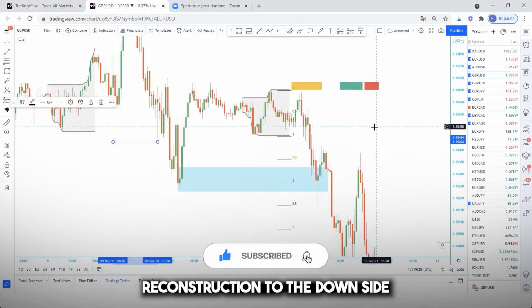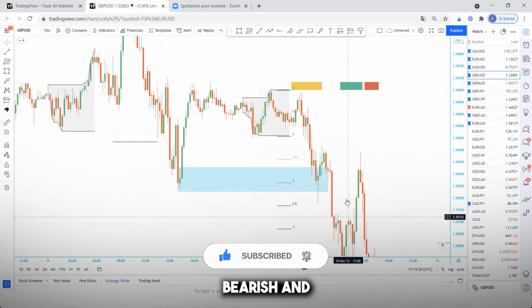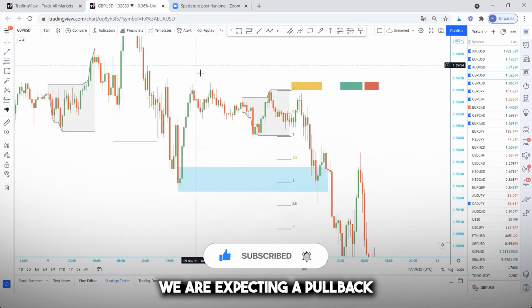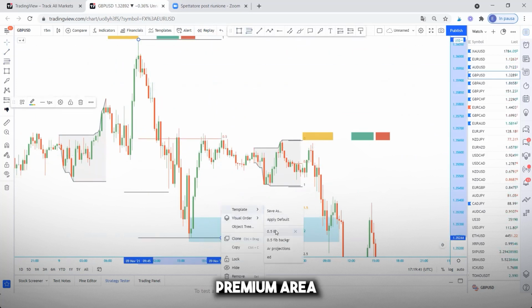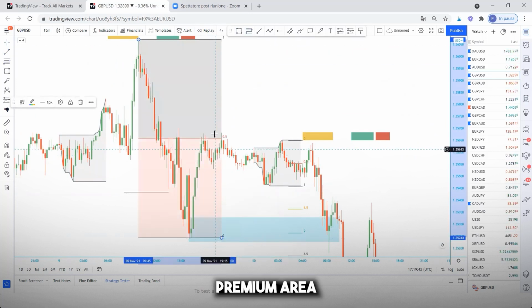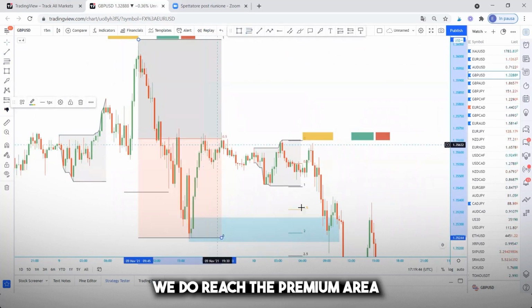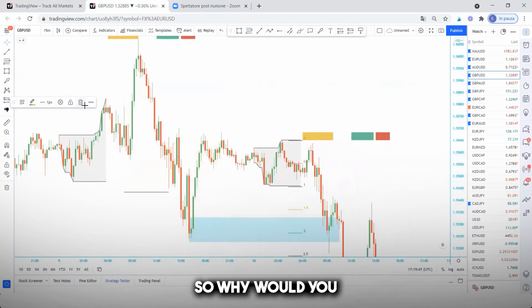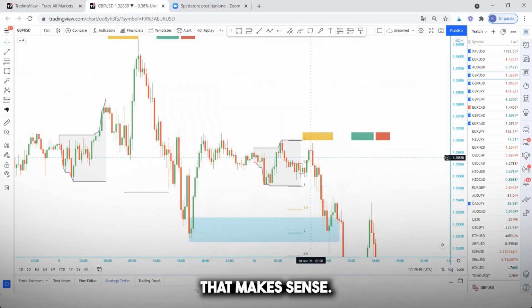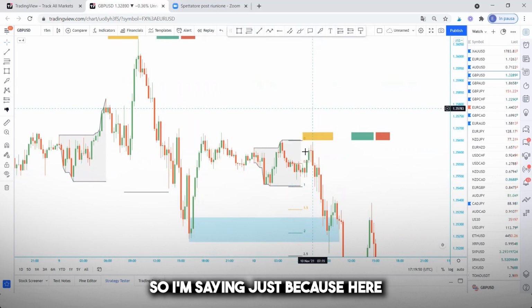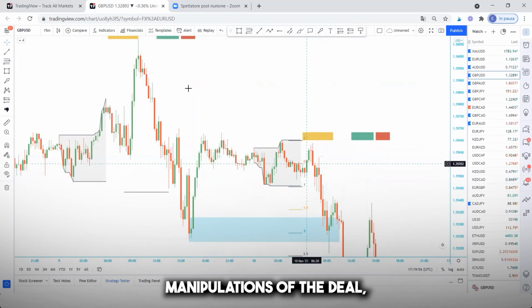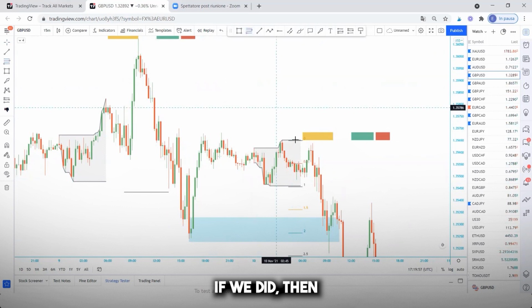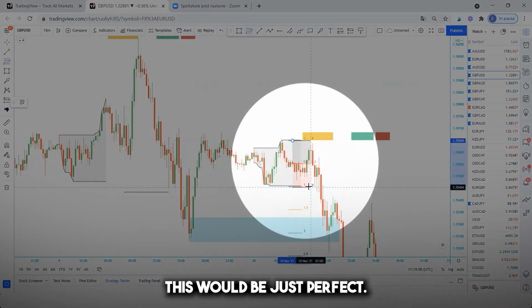Break of structure to the downside. We are bearish. Okay, we are expecting a pullback into what? Pullback into premium area. Here we do reach the premium area, and then we continue to the downside. So why would you look for buys down here? It doesn't make sense. And I didn't put my projections to the upside just because here we didn't have the London manipulation to then continue.